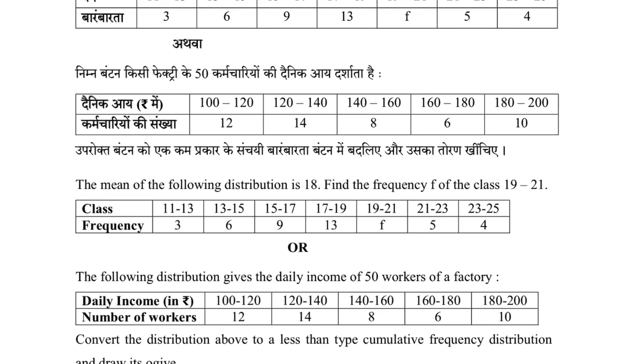Now the 30th question: we are given the mean of a distribution as 18 and we need to find out the frequency of the class 19 to 21. So here we are given a table in which we have the class intervals and the frequencies, and we are given the mean. So we will need to find out the x and the value of fx.